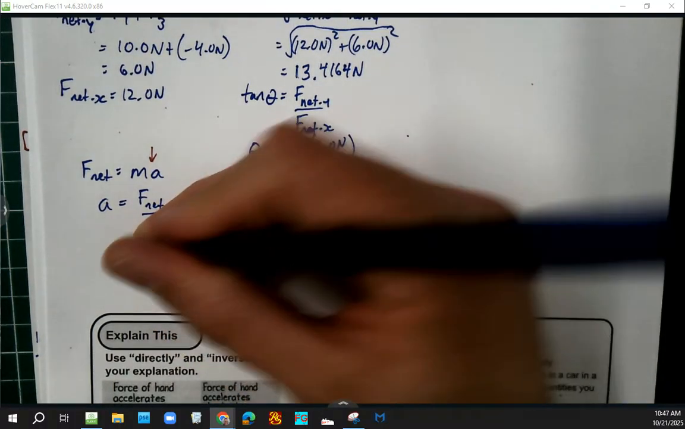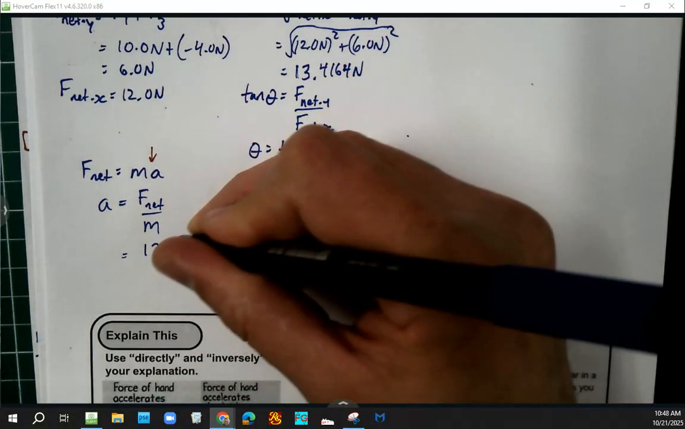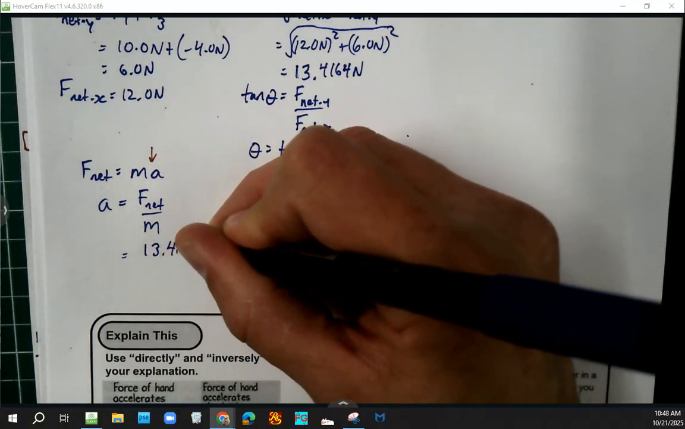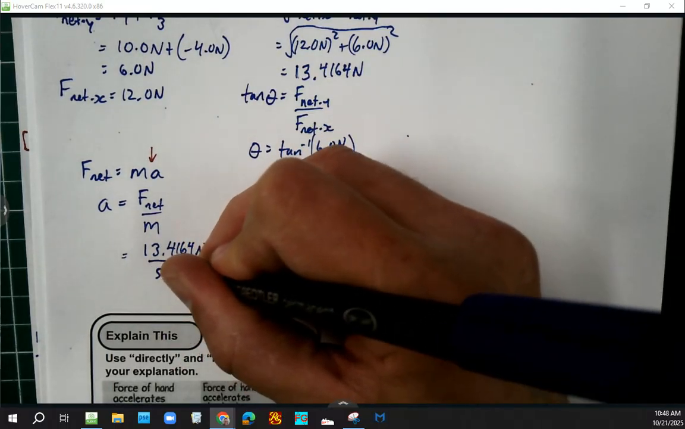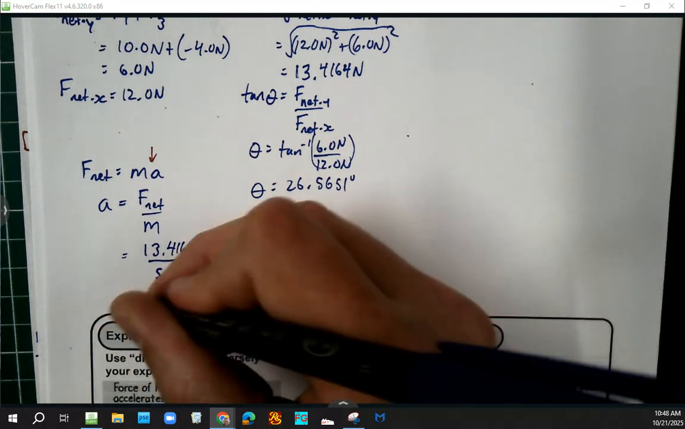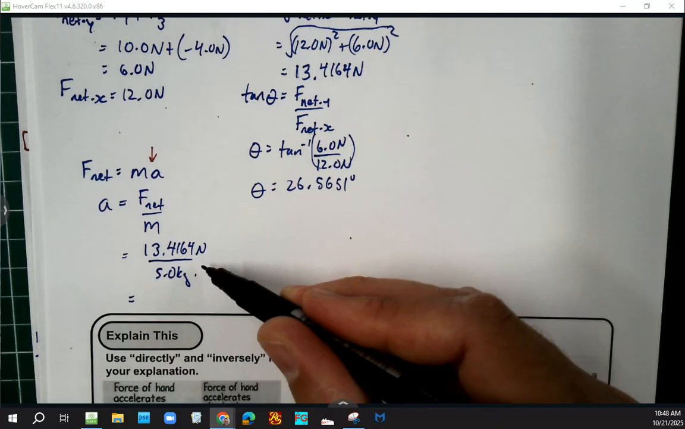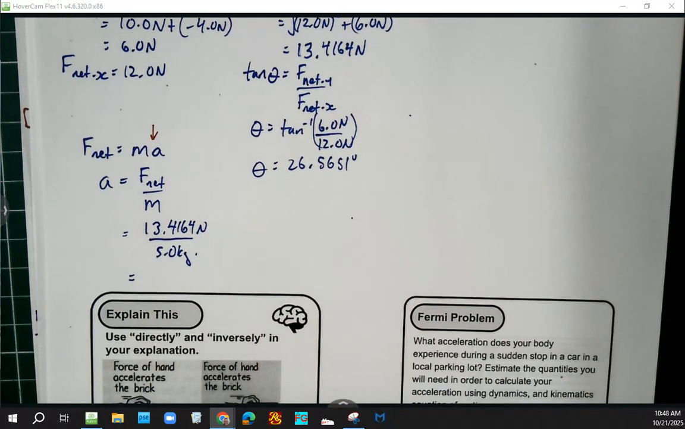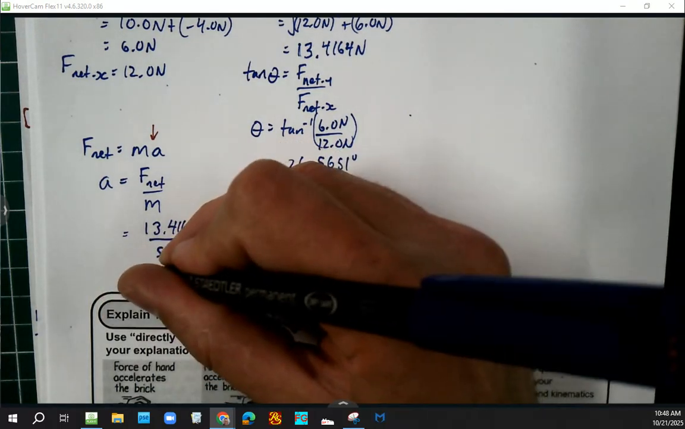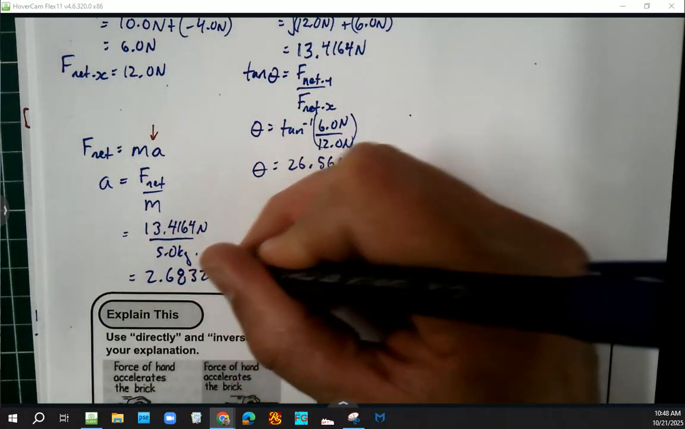We sub in our values. Well, we calculated piecewise that F net unrounded was 13.4164 newtons. The mass was given to us in the problem as 5.0 kilograms. Remember, newtons divided by kilograms gives us meters per second squared, because buried inside of a newton is a kilogram meter per second squared. The kilograms cancel out. And we end up getting, ooh, it looks like it's going to be somewhere in the neighborhood of 2.6. What is it? 2.68. 328. 328? Yeah. Nice.